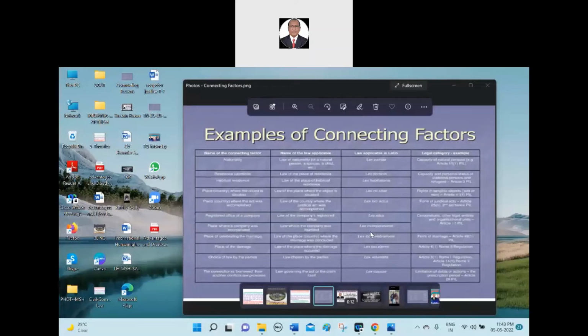Good evening to everybody, to the students of Advanced Private International Law. We are dealing with the connecting factor in this class. I already sent you these connecting factors in the morning to your email. I don't know whether you have seen it or not.